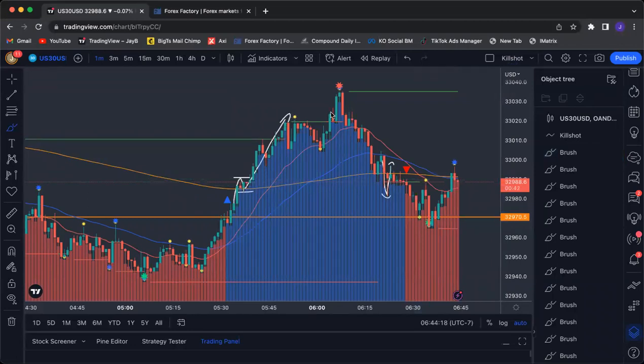How do you use the EMA shallowing out? How to stay ahead of the change in trend?